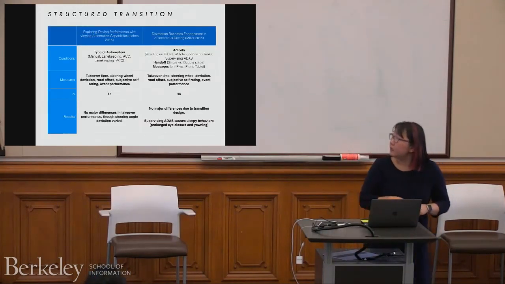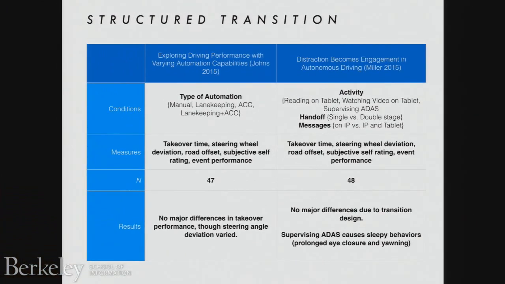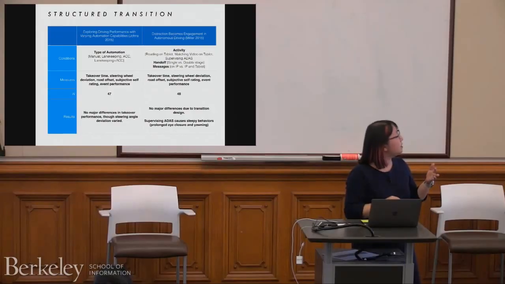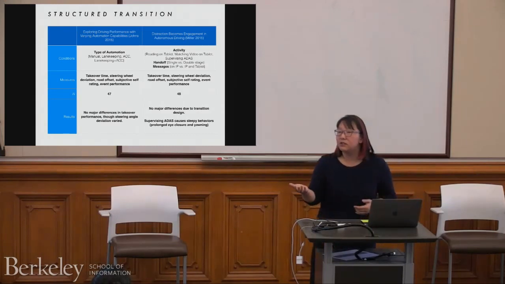So in this kind of experiment, we're comparing how people do if there are different kinds of automation, if they're just doing manual driving the whole time as a control, or if there's just lane keeping or ACC, or basically, in automotive terms, longitudinal or latitudinal or both automation. And then we look at how well people do after the transition: what the takeover time is, but also what the steering wheel deviation is, what the road offset is from the steering line, their own subjective self-rating, and event performance.